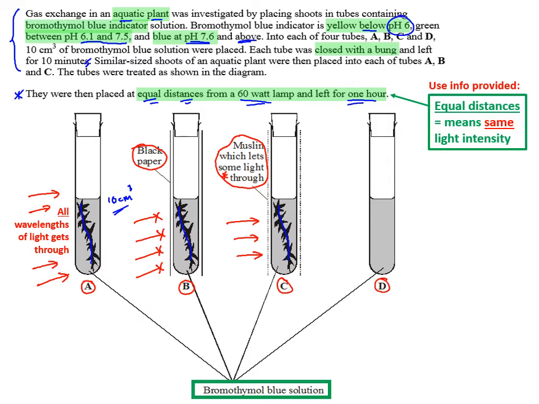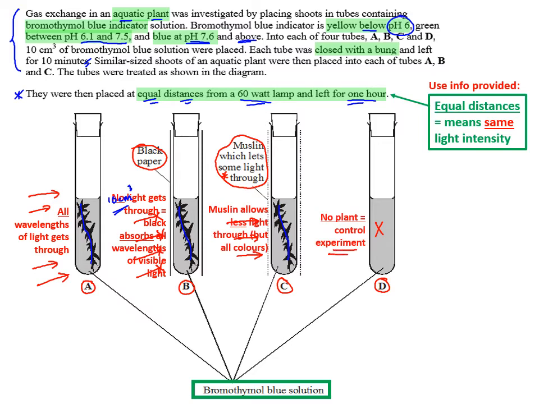Now in tube D, we know there's no aquatic plant, so this is going to be our control experiment, and it's going to allow us to determine that any colour changes in the indicator are due to the activity or photosynthesis of the aquatic plant. So here we've got a control experiment with no aquatic plant in, and we know no photosynthesis and no respiration are going to occur within this tube.